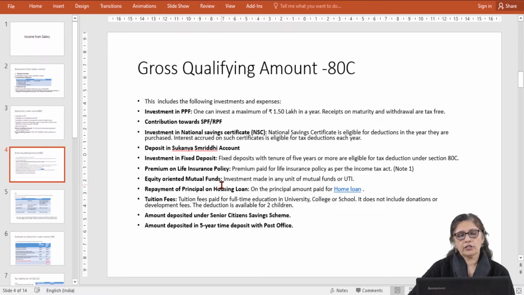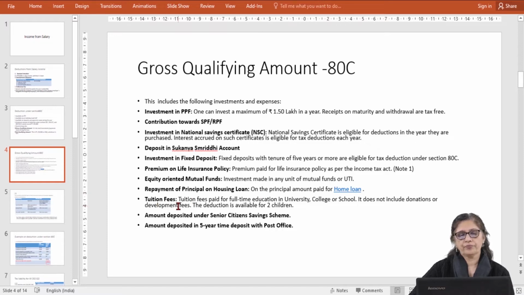Then equity oriented mutual funds. Any investment made in units of any mutual fund is eligible for 80C. Repayment of principal amount on housing loan. If you have taken a housing loan, the principal amount is eligible for 80C and the interest that you pay on that loan will be taken care of under the head income from house property, which you will study later.